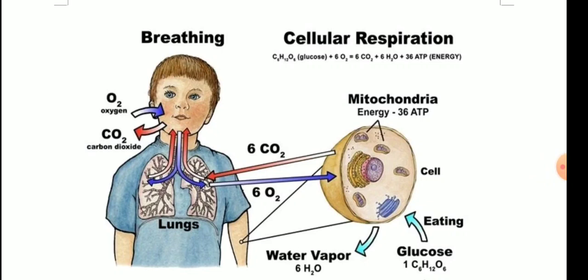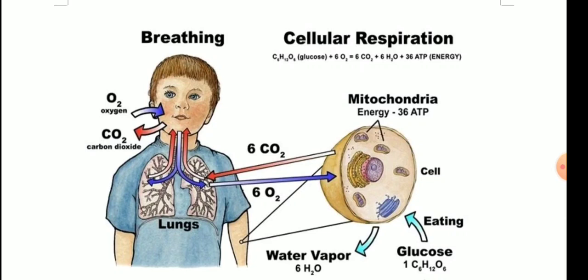There, the food that has been stored is already present. What is the food? It is in the form of glucose, C6H12O6. It reacts with oxygen to give out carbon dioxide, water, and the most important thing, energy. So this is how breathing and cellular respiration are connected to each other.